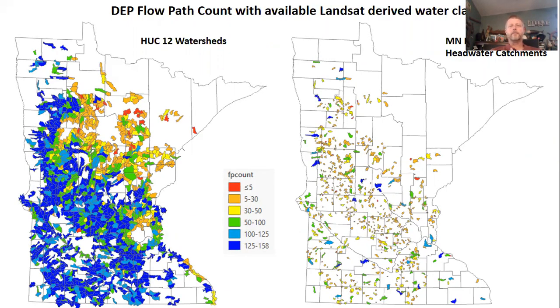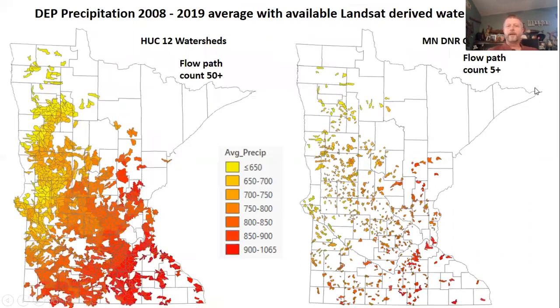Okay, so here are the flow paths. They like to have 100, and so that would be the light blue, and the blue would be over 100 flow paths. As you can see, it's really targeted towards the agricultural watersheds. For this, I really wanted to link it to the specific lake, so I wanted to do it at the headwater catchments. And as you can see, if I look at 100, I have very few headwater catchments to use. So what I did is I used 50 for the HUC 12s and 5 for the headwater catchments. And this is what I have left.